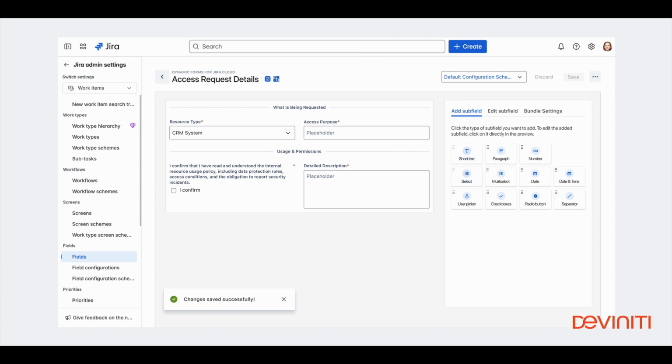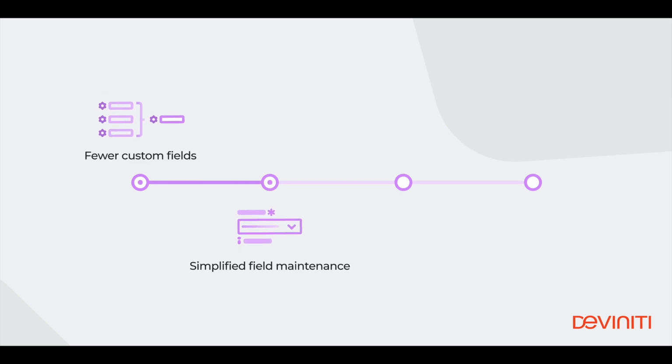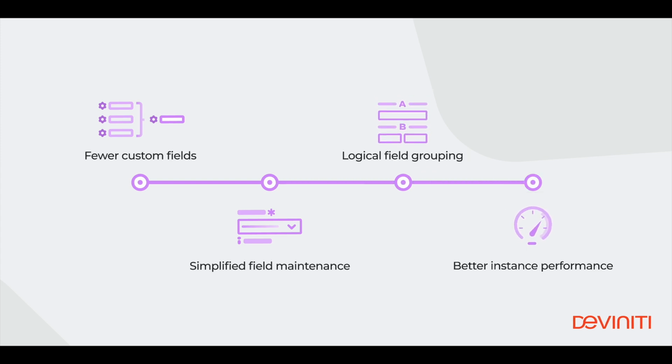No coding needed. Need to use the same custom fields in another project? You can assign your bundle fields to multiple projects and contexts. Create less custom fields with simplified maintenance. Group subfields to show they're logically connected. And improve your instance's performance.